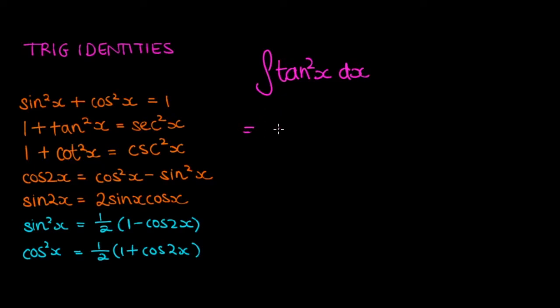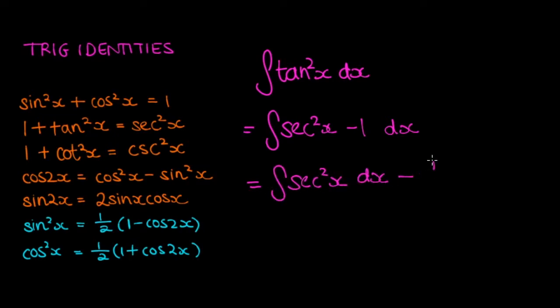So if we take 1 from both sides of this equation, this becomes the integral of sec squared x minus 1 dx. And then we can split this into two separate integrals. So that's going to be the integral of sec squared x minus the integral of just 1. And again, this is a standard integral. The integral of sec squared is tan x. And the integral of 1 is just x. And because we have an indefinite integral, then we have to add the plus c at the end.